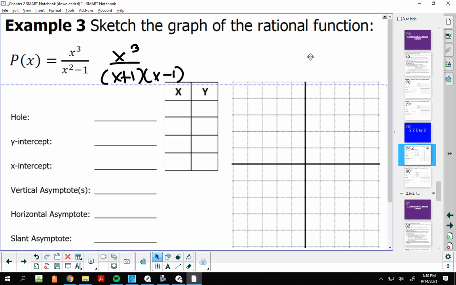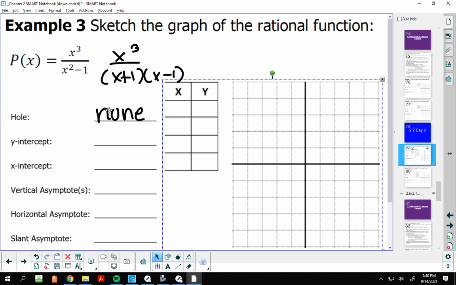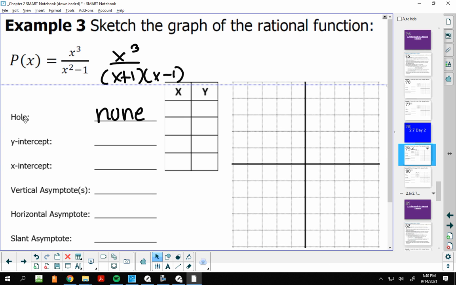Alright, so we don't have anything that cancels in the top or the bottom, therefore we don't have any holes. Again, it doesn't matter at this point what order you go in. I'll just go in order, but it does not matter. You don't have to do one before the other except for that first step.